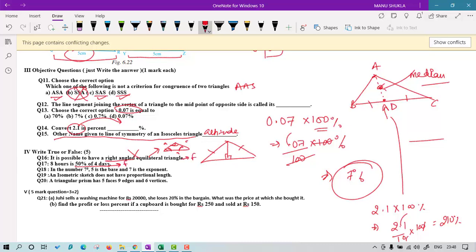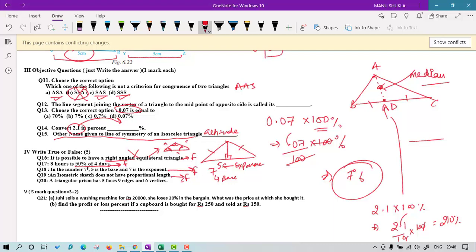First one is false. The third one is saying in the number 7 power 5, 5 is the base and 7 is the exponent, but we all know in this, this is known as base and this is known as exponent. Hence this is also a false statement. An isometric sketch does not have proportional length. This is also false, because we know that isometric is actually proportional and oblique is not proportional. Okay, so this one is false.